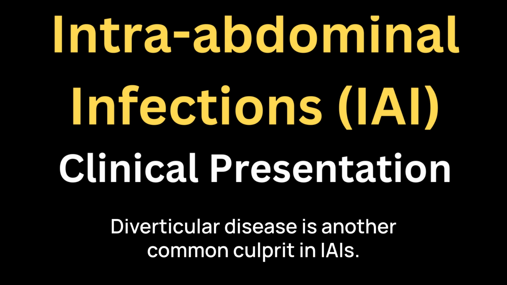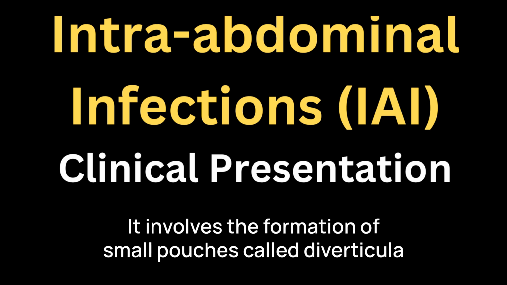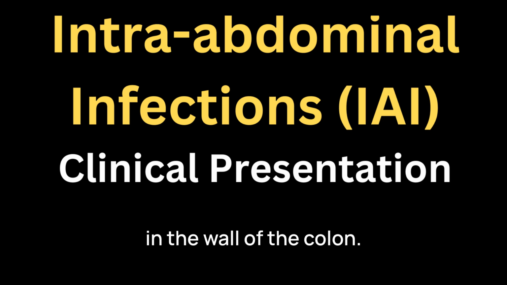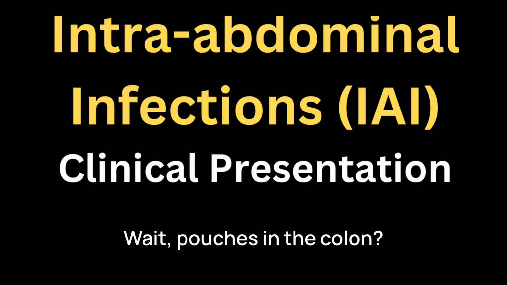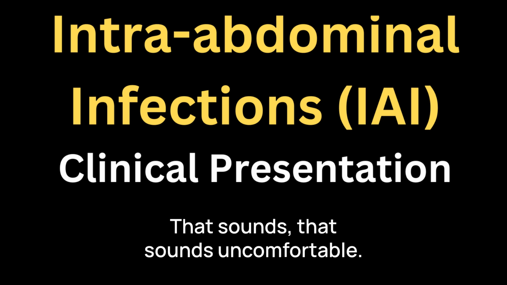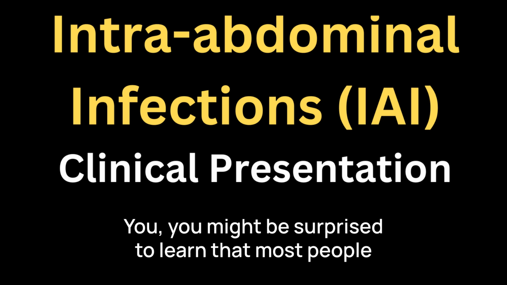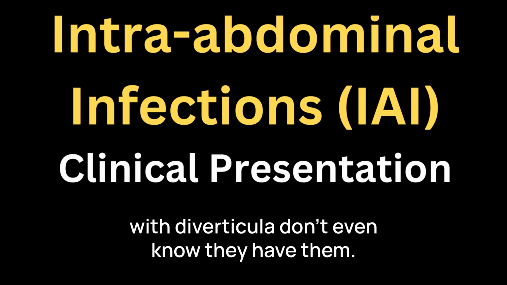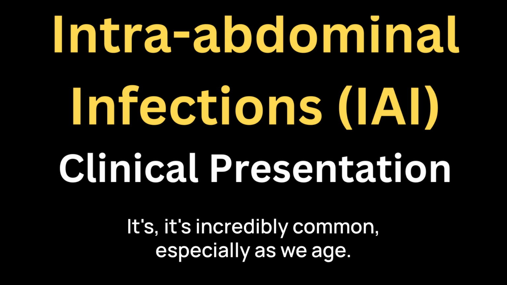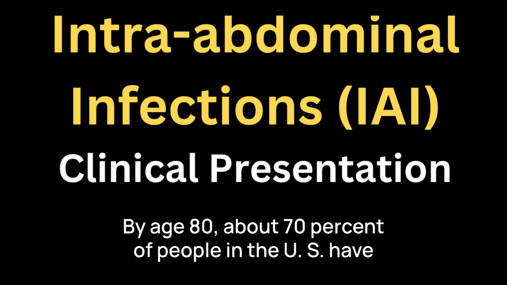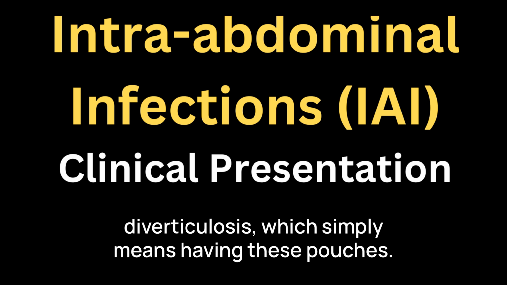Diverticular disease is another common culprit in IAIs. It involves the formation of small pouches called diverticula in the wall of the colon. Wait, pouches in the colon. That sounds uncomfortable. You might be surprised to learn that most people with diverticula don't even know they have them. It's incredibly common, especially as we age. By age 80, about 70% of people in the US have diverticulosis, which simply means having these pouches.